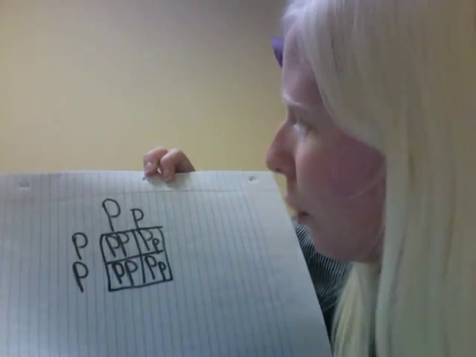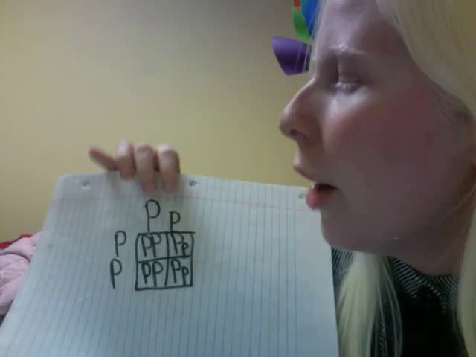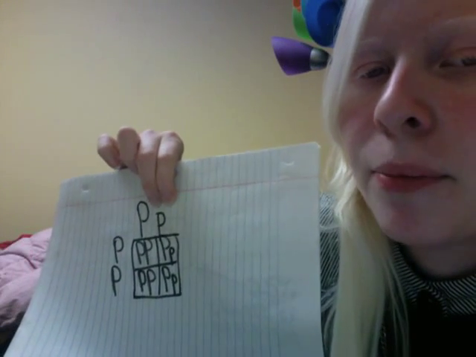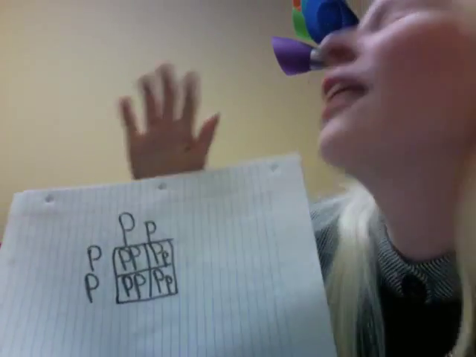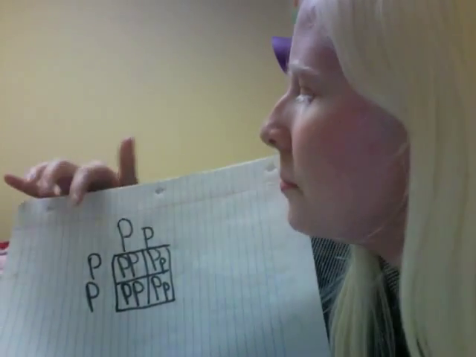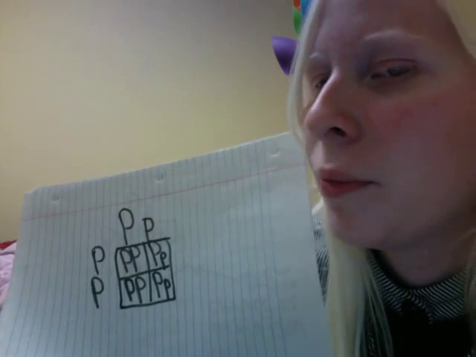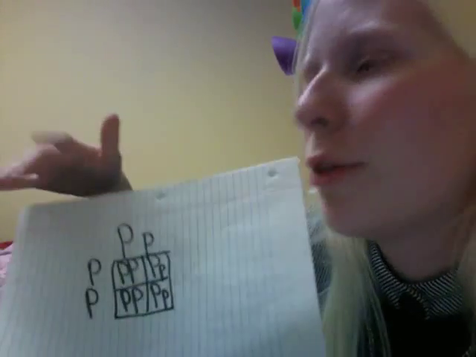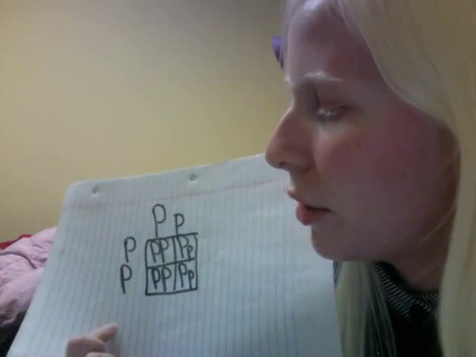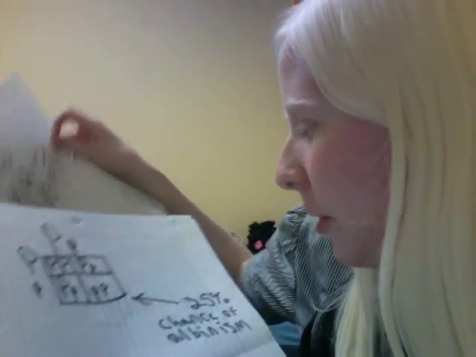And then here's a different situation where none of the children will have albinism, and this is when one parent is heterozygous and has a gene for albinism but doesn't display it, and the other parent has two genes for pigment. These two wouldn't have children with albinism because the children will either have both dominant genes or they will be carriers, but no one would display albinism.